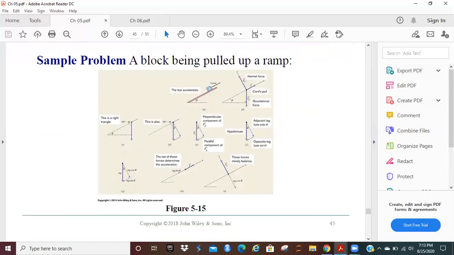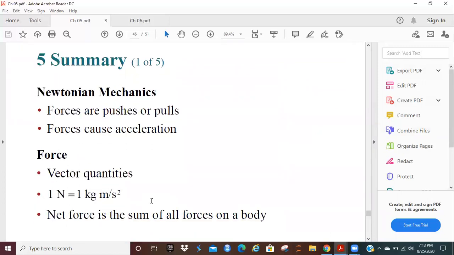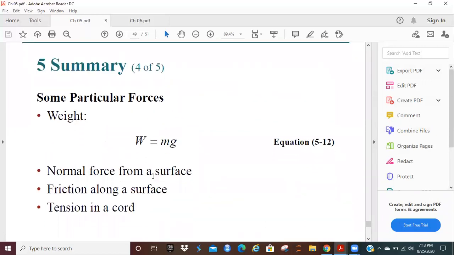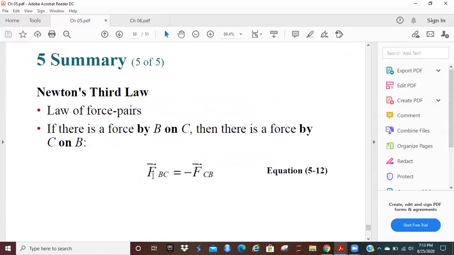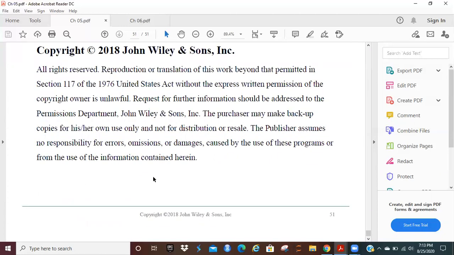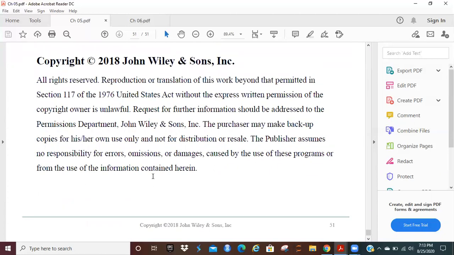So we've got forces for a block being pulled up a ramp. We've got all kinds of forces being modeled here. I'm not going to go through all of that right now. So what we have here at the end, these are the summaries. These would probably be good things to go through, and I will have that information posted for you guys, so you can have it to look over.